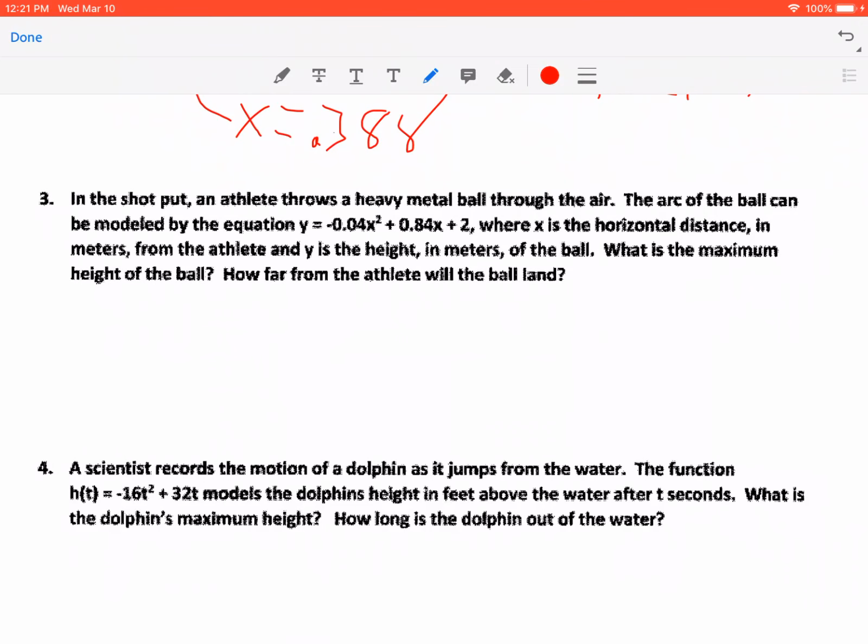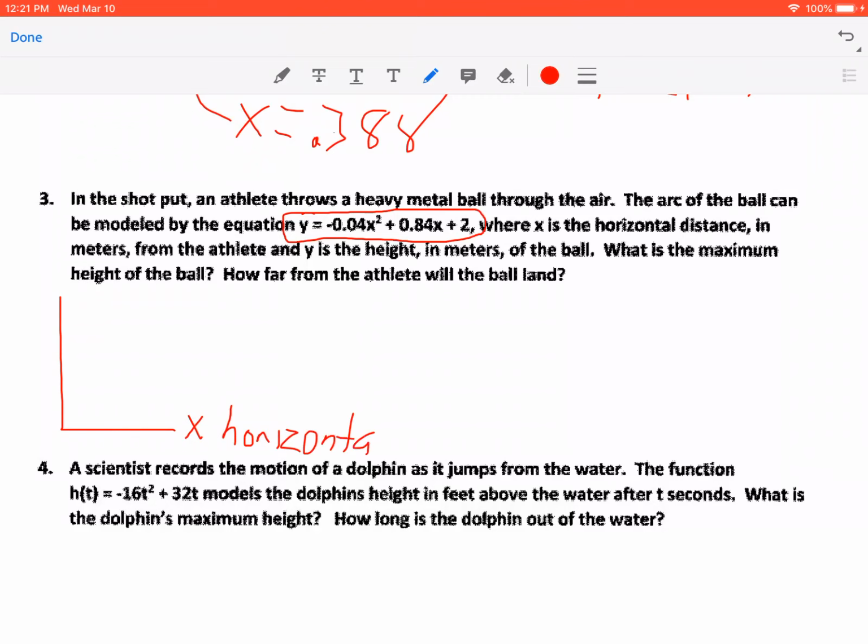All right. Here's another one. In the shot put, an athlete throws a heavy metal ball through the air. The arc of the ball can be modeled by the equation. There's your equation. That's another quadratic. I see an A, a B, and a C. I'll also see that A is negative. X is the horizontal distance. So this one's a little bit different. X is not time. X is actual horizontal distance. So how far out this person throws it.